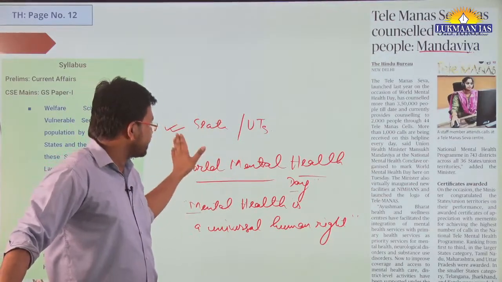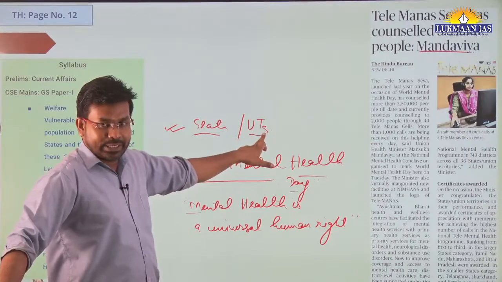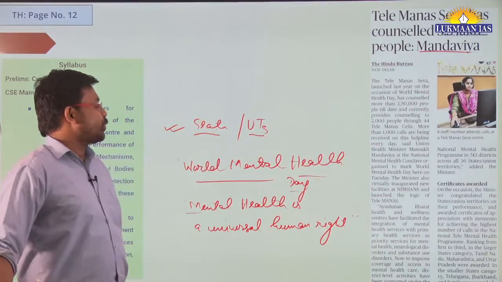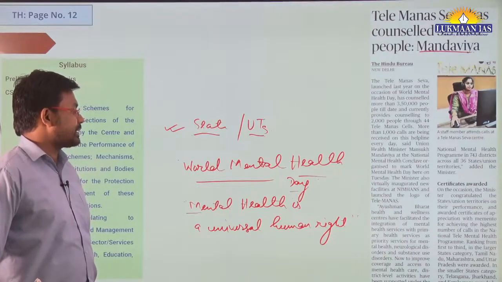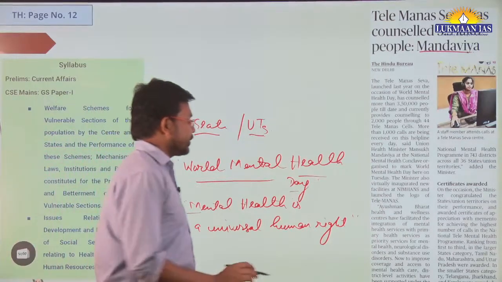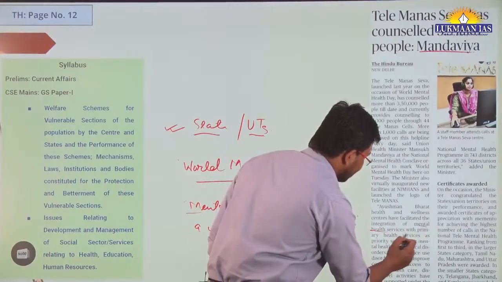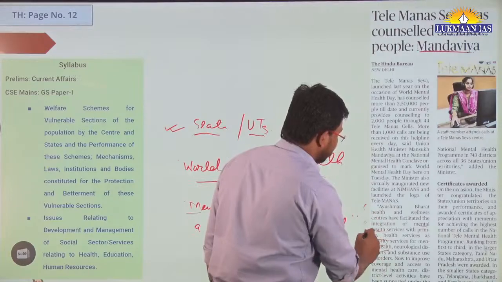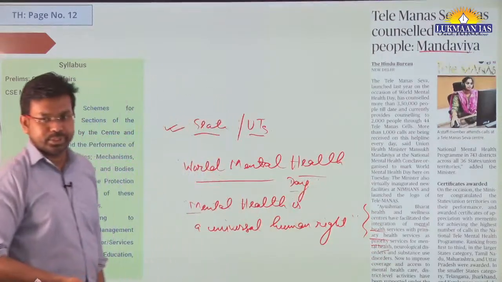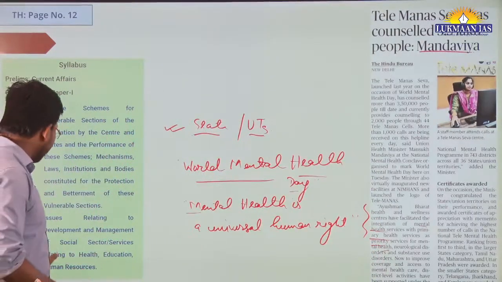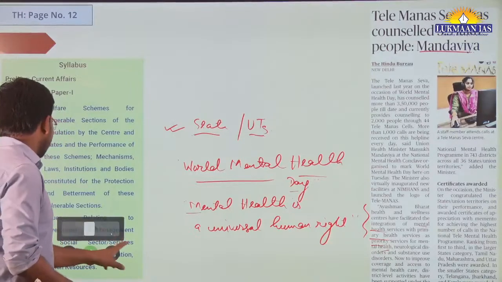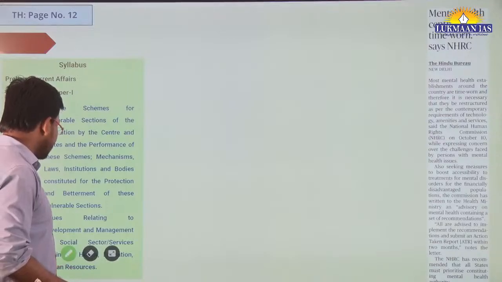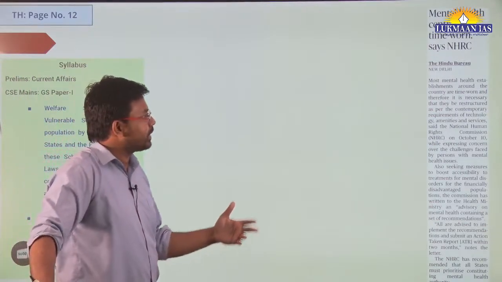They have different centers in various states and union territories, and they talked about how Ayushman Bharat Health and Wellness Centers have facilitated integration of mental health services with primary health services as priority services for mental health. So they have talked about the Ayushman Bharat mission also. This Tele Manas is a good topic. We have asked a question on this in our 400 dreams papers that we conducted earlier.